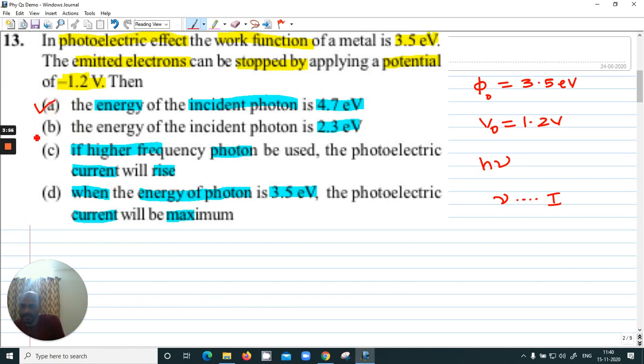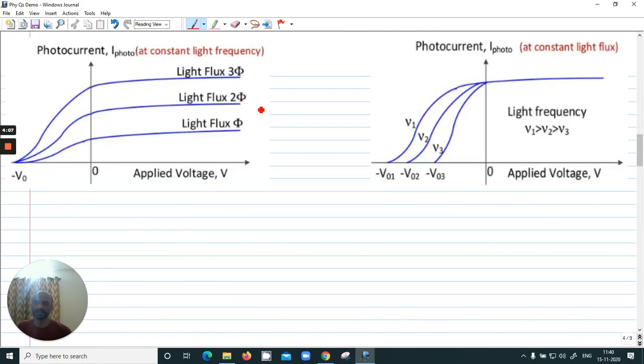And option B says it's 2.3, so it's wrong. And the photoelectric current, does it depend on the frequency of the incident radiation? These are the two basic characteristics of photoelectric effect. When the applied voltage is increased, the photocurrent will increase, but it will saturate after a certain value. But the value at which it saturates will increase if the intensity of the incident light is increased. When the intensity of the incident light is increased, more photons are hitting the metal plate, so it will eject more photoelectrons and the current will be more. So as the intensity of the incident light is increased, the photocurrent will rise.